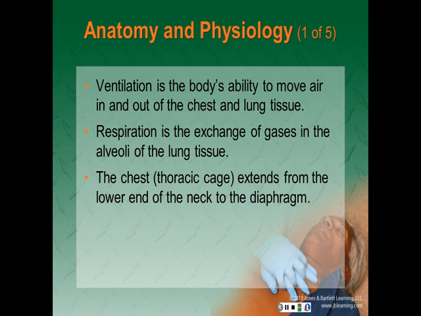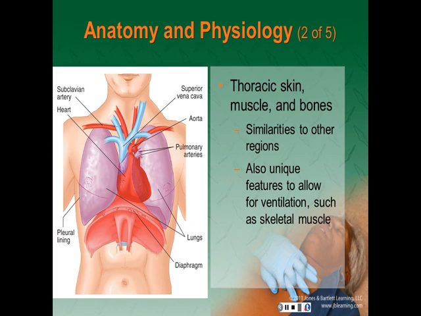Thoracic skin, muscle, and bones have similarities to skin, muscle, and bones in other regions. Unique features such as striated or skeletal muscle allow for ventilation. Intercostal muscles extend between the ribs, and they are not yet developed in very young children who tend to breathe from the diaphragm or who are belly breathers. Innervation occurs from the spinal nerves, and this allows the chest to expand on contraction and the active portion of ventilation to occur.